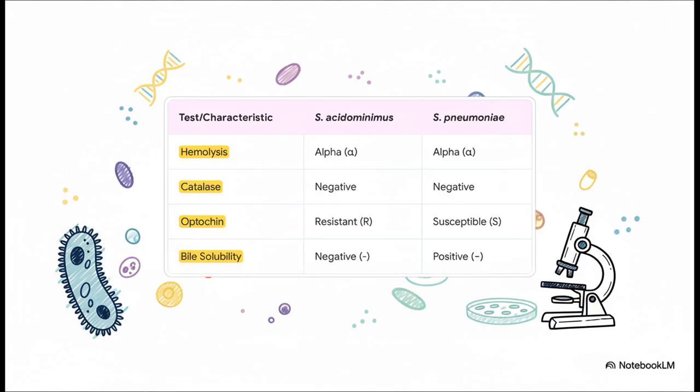Well, the answer lies in these classic bench tests. Streptococcus acidominimus is resistant to optochin, and it's not soluble in bile. These two simple fundamental tests are absolutely crucial.